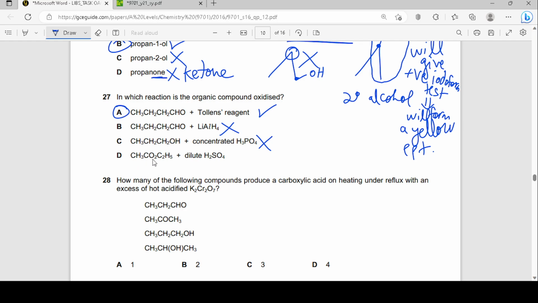And then you have CH3COOC2H5 plus dilute H2SO4, which seems to be acid hydrolysis, right? Because you have dilute H2SO4, a dilute acid. In fact, if you heat under reflux, then this ester will break down into a carboxylic acid and the alcohol, right? So again, that's not oxidation, so we can cancel that out as well. And so the answer must be A.